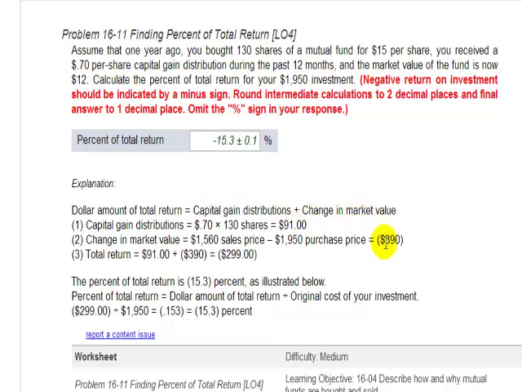So overall, we've got a $91 increase, which is the capital gain distribution, and a change in market value of minus $390. So $91 minus $390 is a negative $299. Now we're looking for the percent of total return, so what you want to do is take that original investment, which was $1,950, and divide it into the minus $299, and you'll get a minus 0.153, or a minus 15.3%.